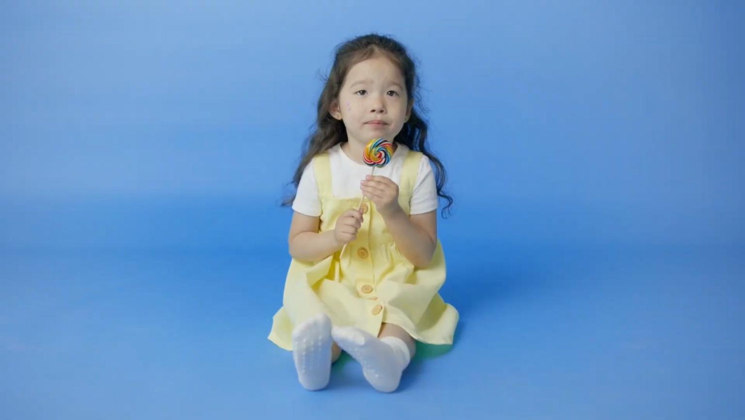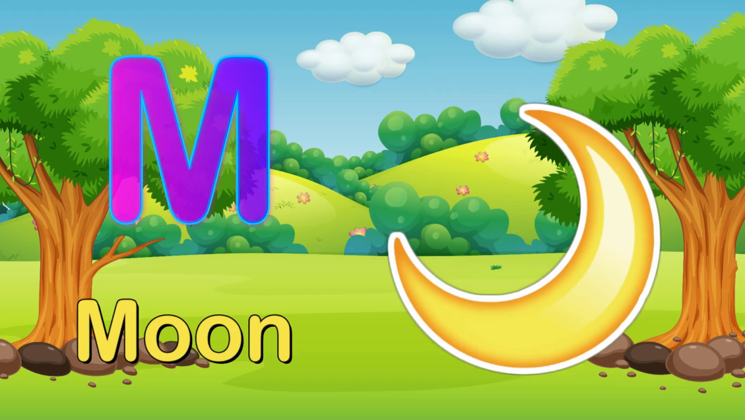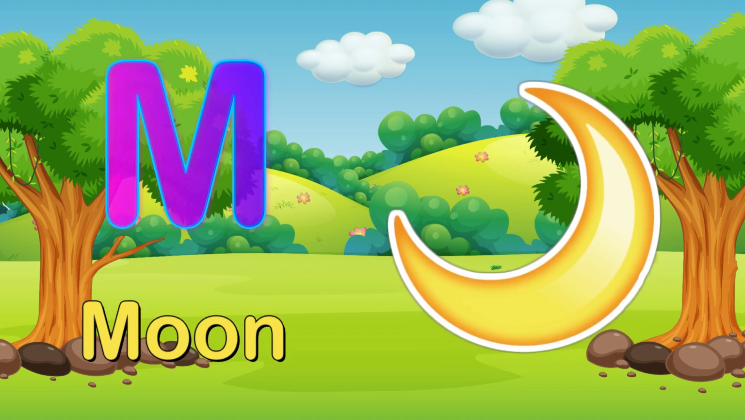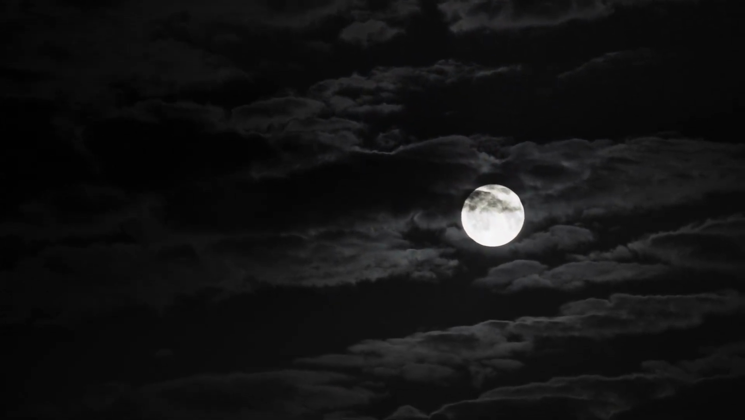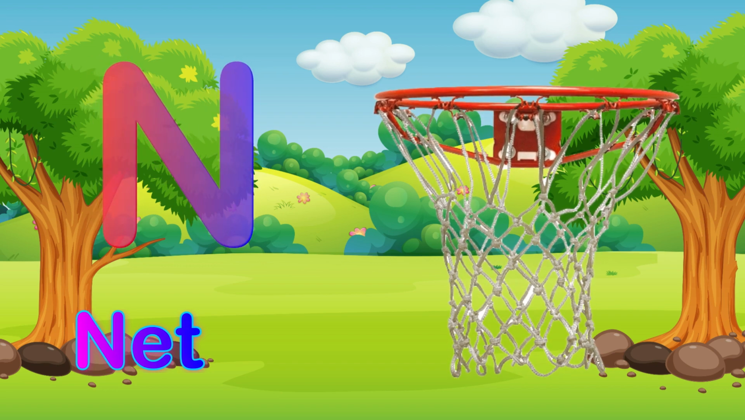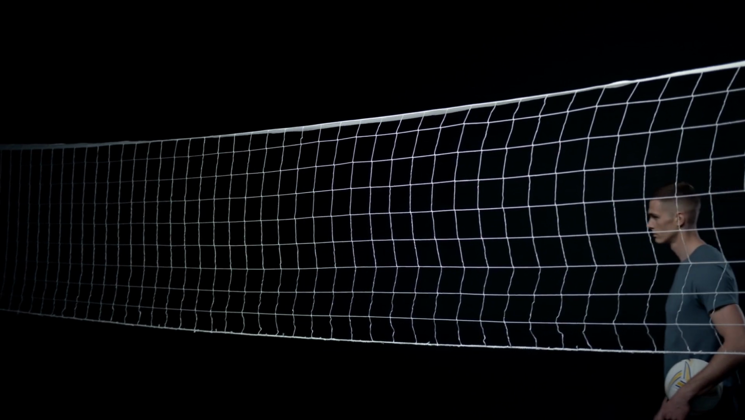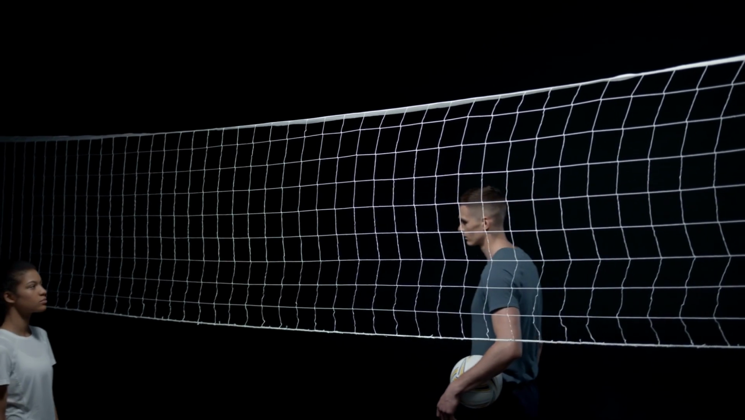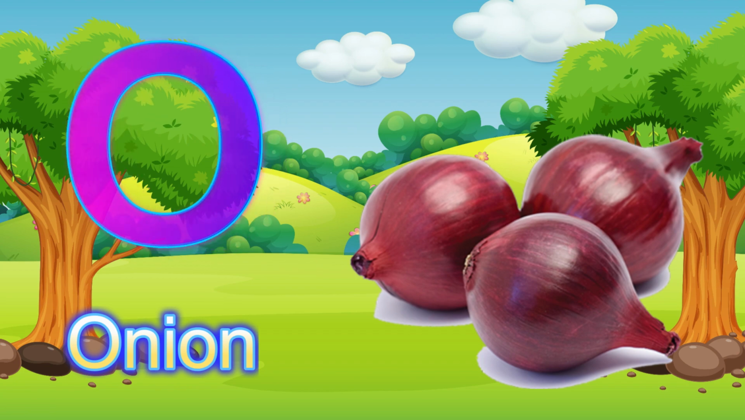I J K L M N O P Q R S T. M for moon. Now I know my ABCs. Next time, won't you sing? N for net. O for onion.